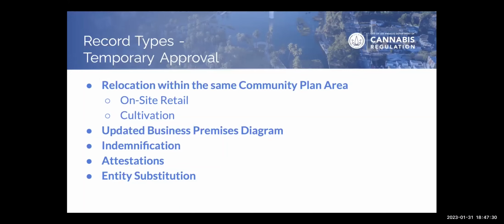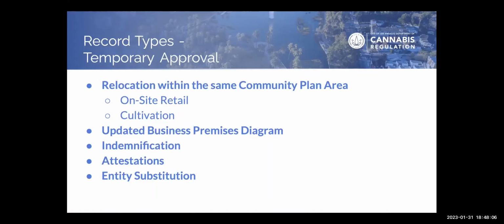DCR did submit a proposal to allow licensees to relocate to a community plan area that has not reached undue concentration. That recommendation was not adopted by the Planning and Land Use Management Committee or the City Council. So that recommendation is still pending in the PLUM Committee, but unless and until it is adopted and the municipal code is updated, on-site retail and cultivation can only be relocated within the same community plan area if it's associated with a license.